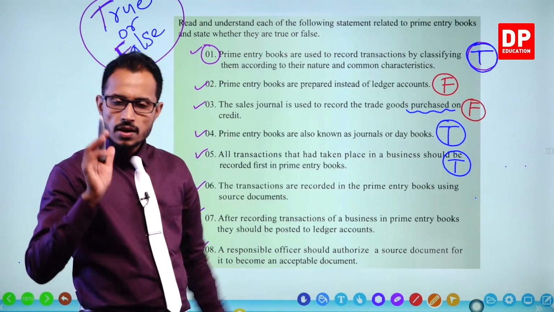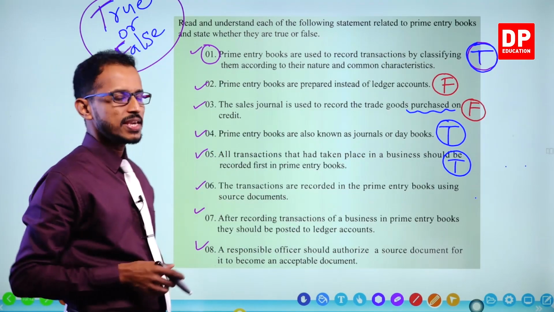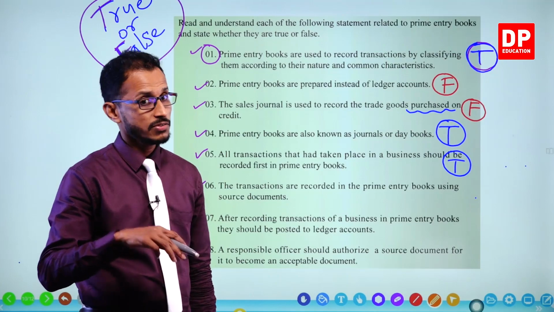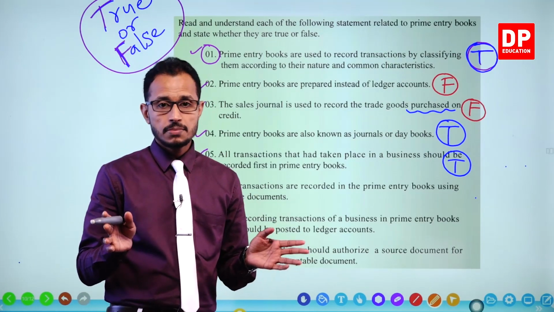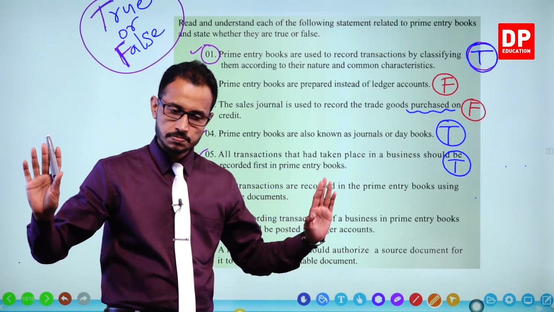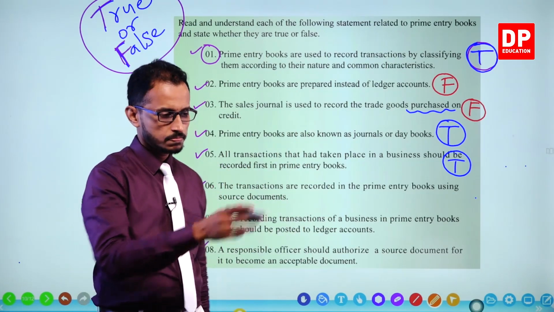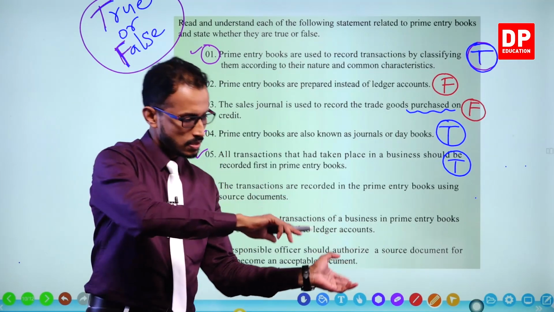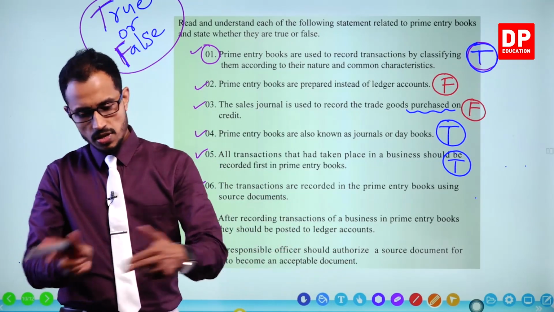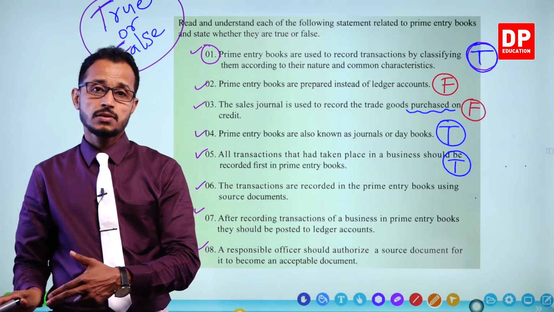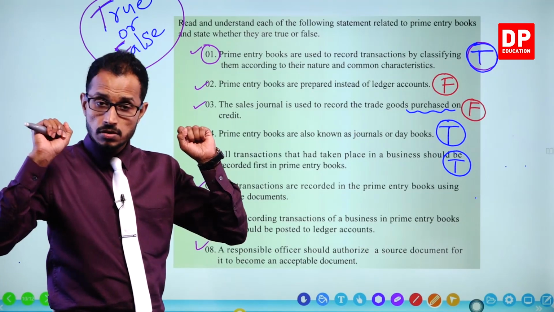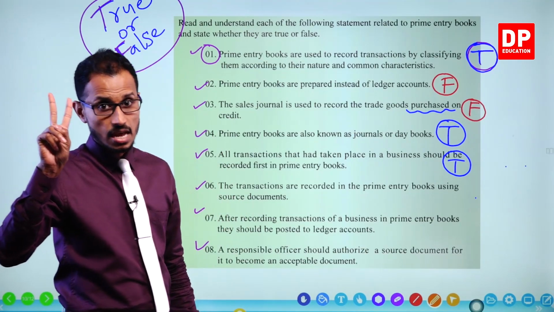All right. Every single transaction must first be entered in a prime book, in the relevant prime book, not in the same prime book. But first of all, it goes to the prime book. Then we take the transactions to the ledger accounts as double entries.